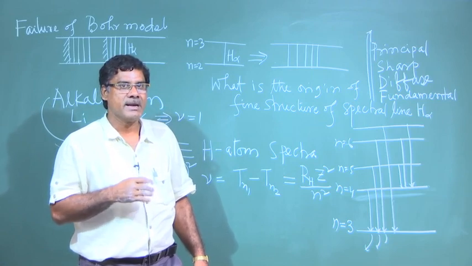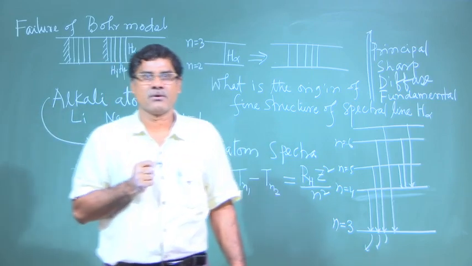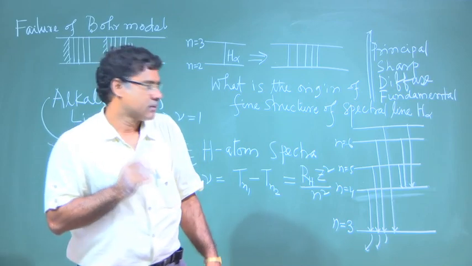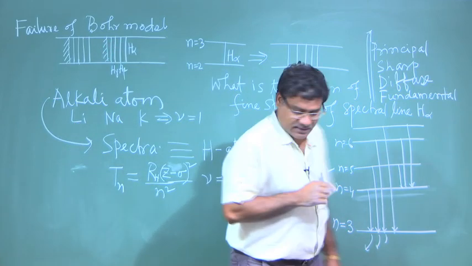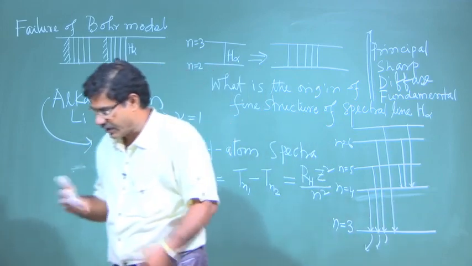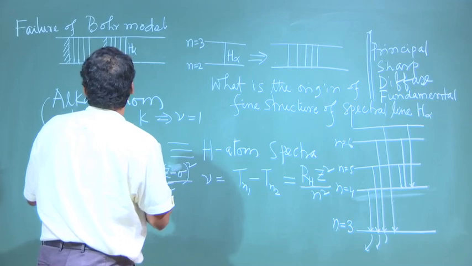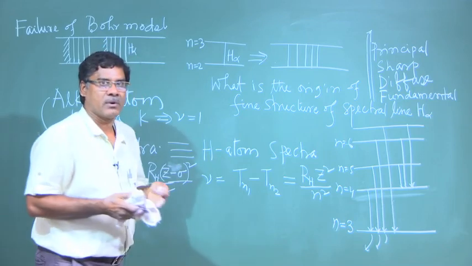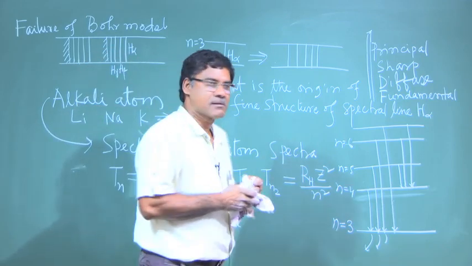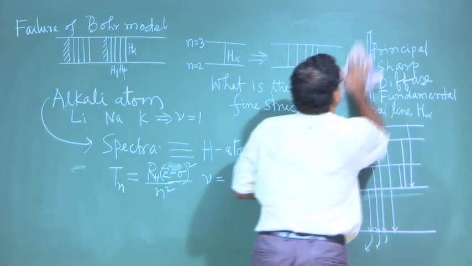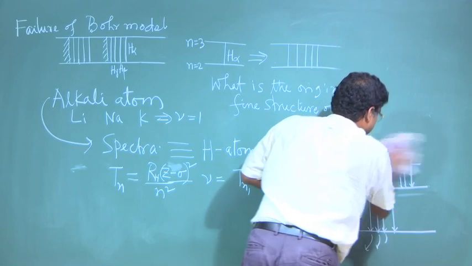So, we need more quantization, we need more quantum numbers. Okay. So, from the failure of the Bohr model we could learn something, and in that direction people started to think how more quantization is possible. So, that we will discuss now.